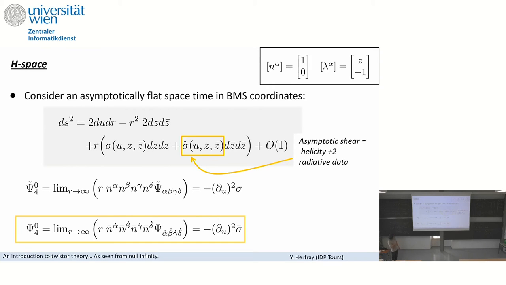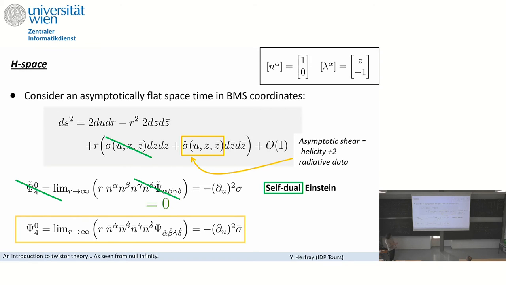So this sigma, remember we are in complexified signature now. So sigma and sigma tilde are completely independent. In Lorentzian signature, they would be complex conjugated. Each of them encodes a different helicity. For example, this sigma tilde, as we saw in the Penrose transform, encoded the linearized helicity plus two field. And if you compute, each of them computes different pieces of the asymptotic Weyl curvature, different pieces of psi zero.